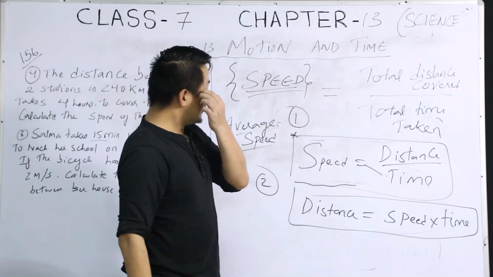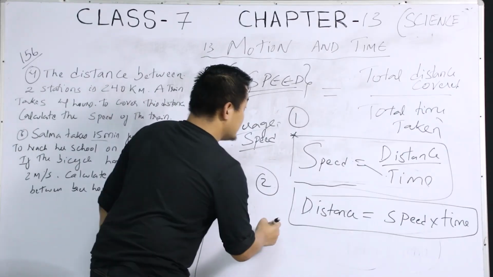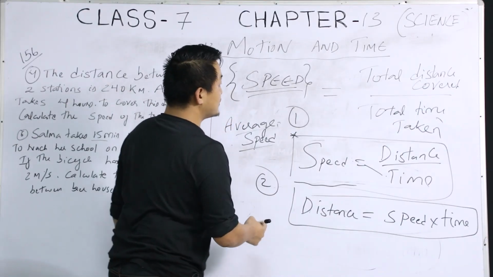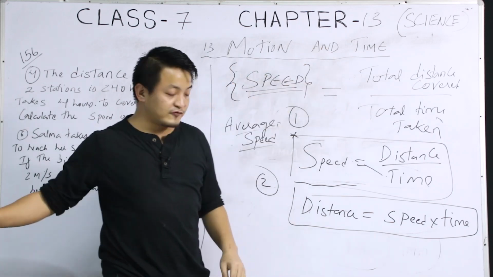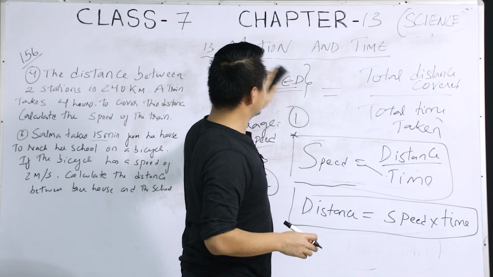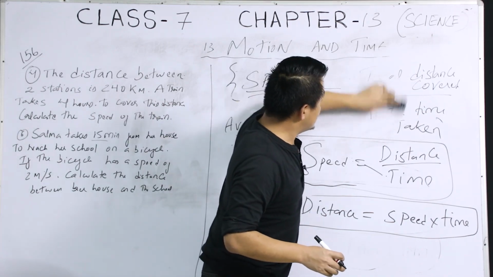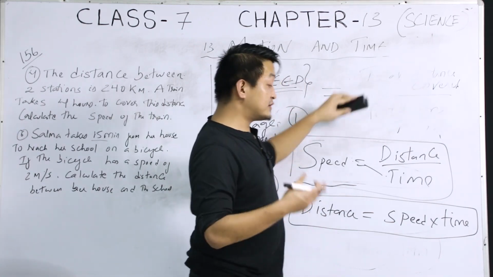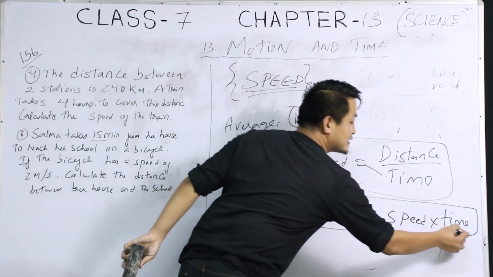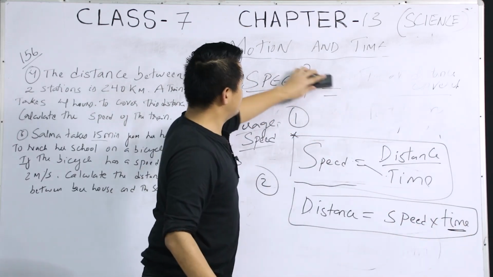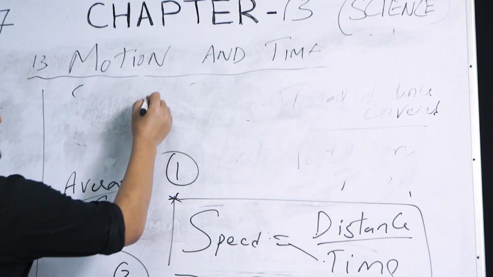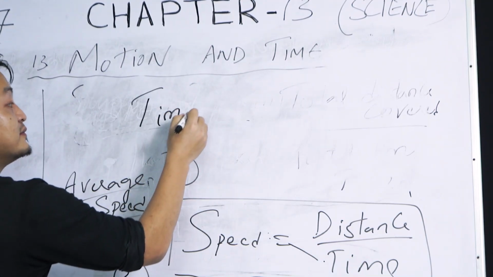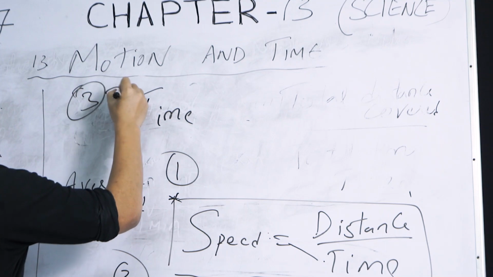Clear? Now, the third formula I will write over here. The third formula would be for the time. Let's write time here. So this is the third formula.